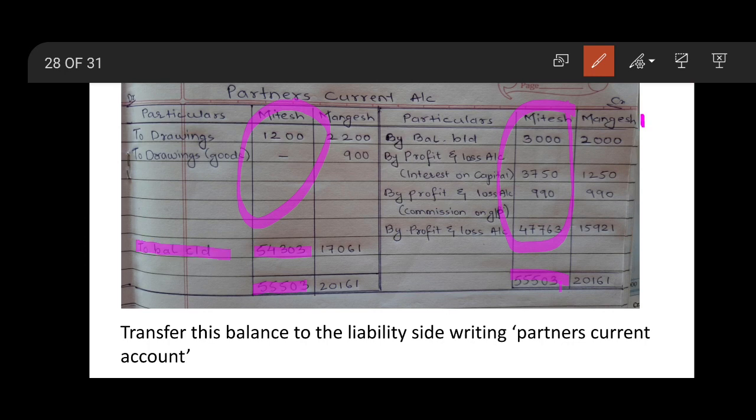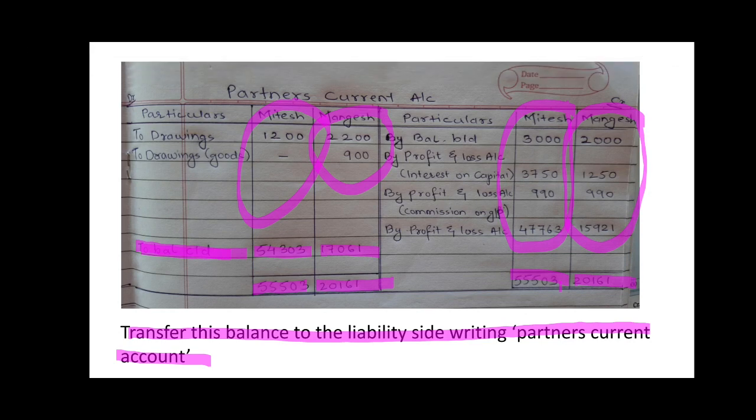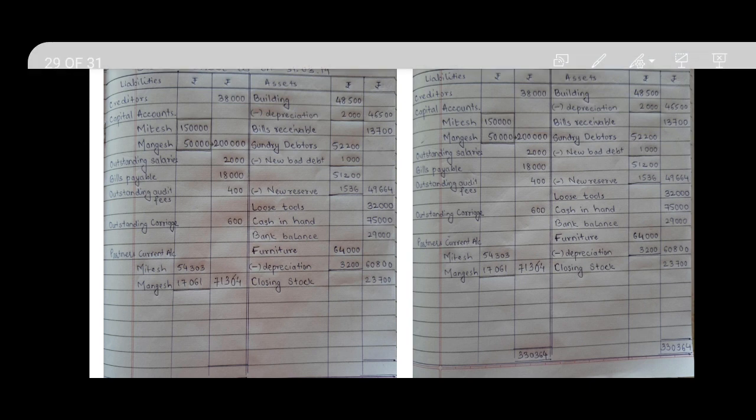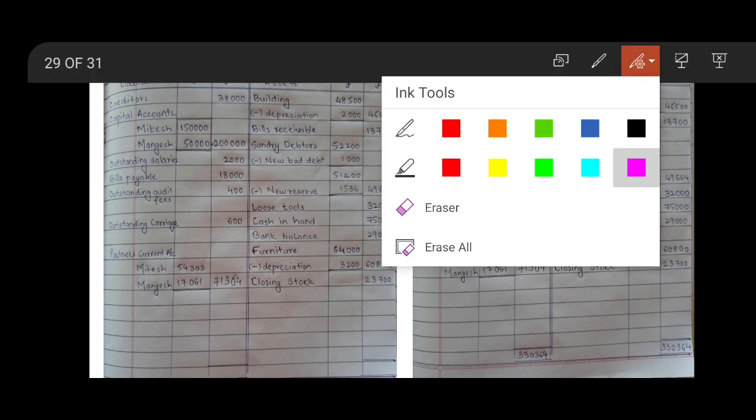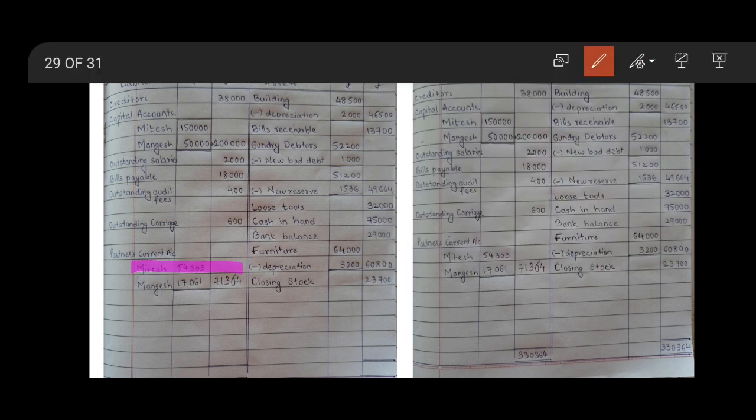Again go for Mangesh. Take the total of credit side, take the total of debit side. Credit side is greater, so write it down here. Again transfer it here, get the balance. This balance will be called as to balance carried down. This balance is transferred to the liability side, writing partners' current account, in this way.